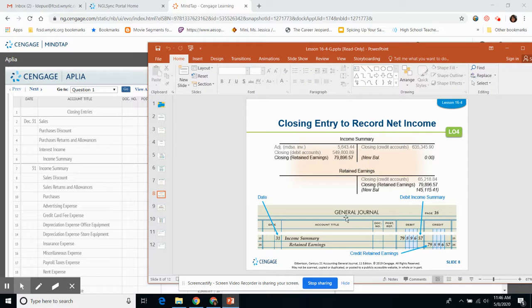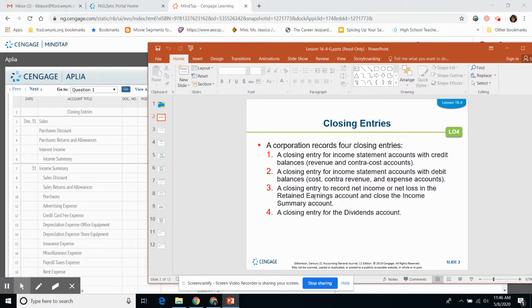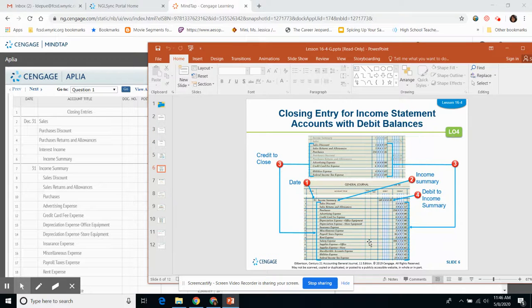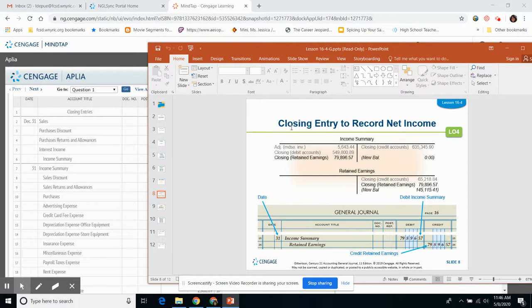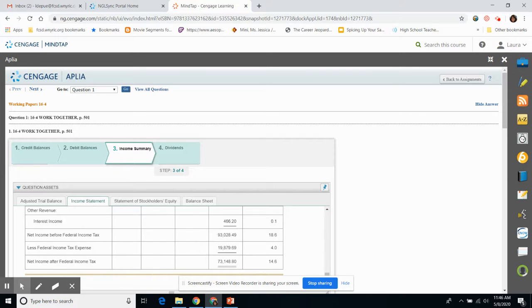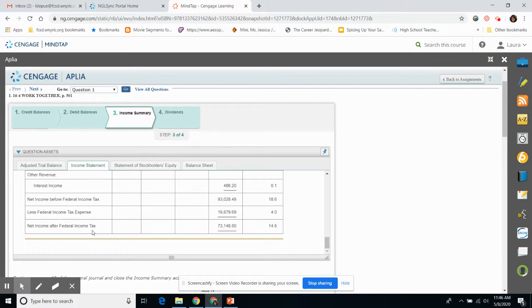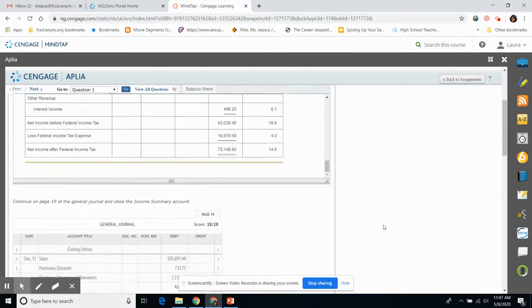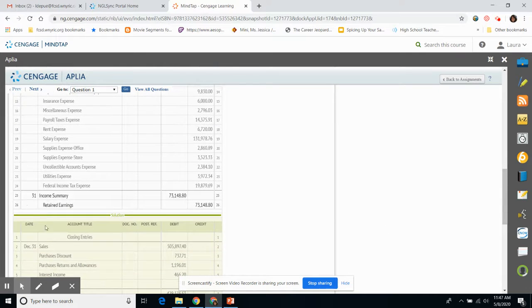The third closing transaction then, if we go back here, is a closing entry to record the net income or net loss into the retained earnings, basically is what we're doing. So if we scroll to this slide, closing entry to record net income, you're going to have the date, the 31st. You're going to debit income summary, credit retained earnings if we have a net income for the amount in the net income. So when we are here in step 3, we're on the income statement, and you're looking at the net income after federal income tax, and you're finding this amount right here, $73,148.80, and the transaction then will look like this.